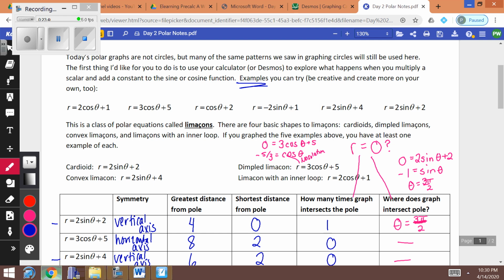Like the ones that we graphed the other day didn't have an A and a K value. It just had an A value. So kind of pay attention to that and try these.